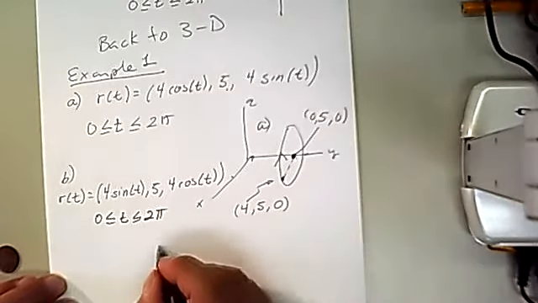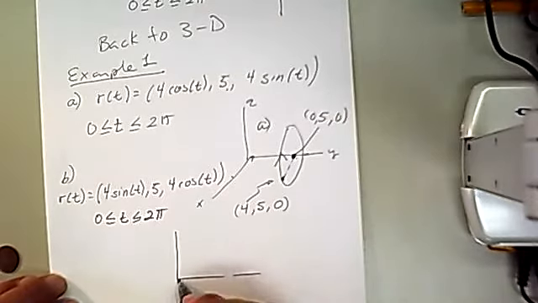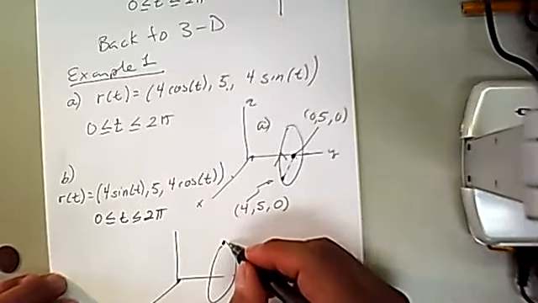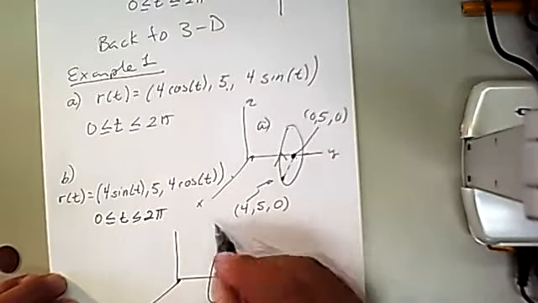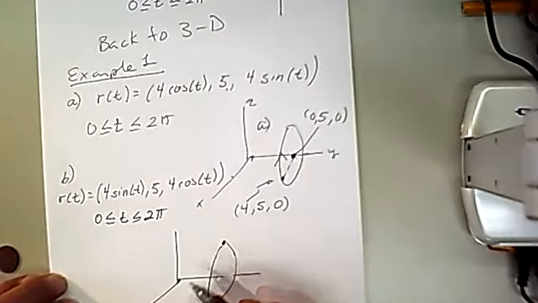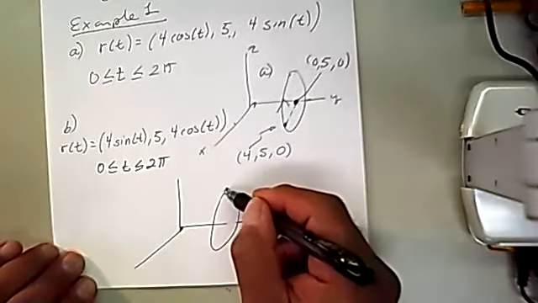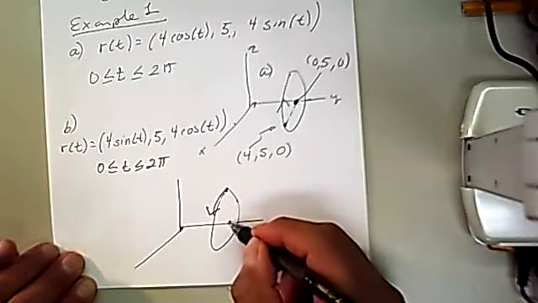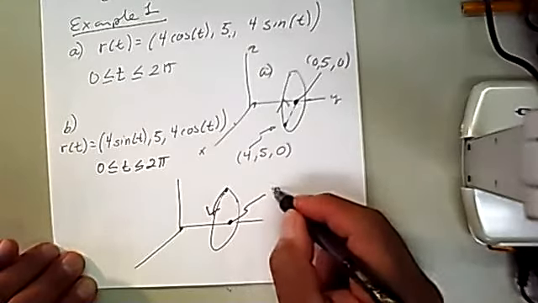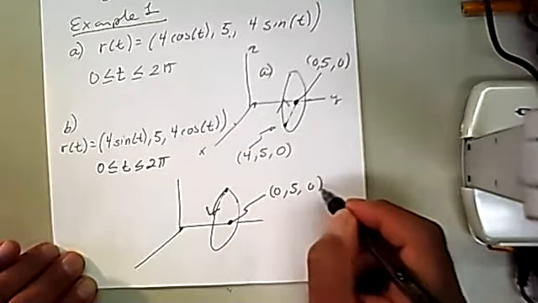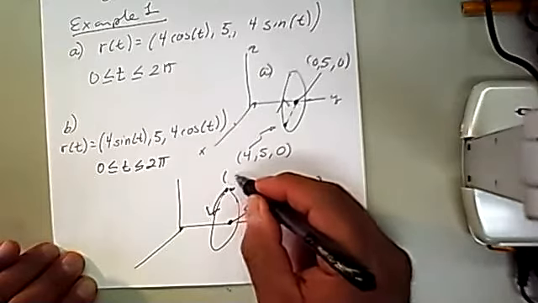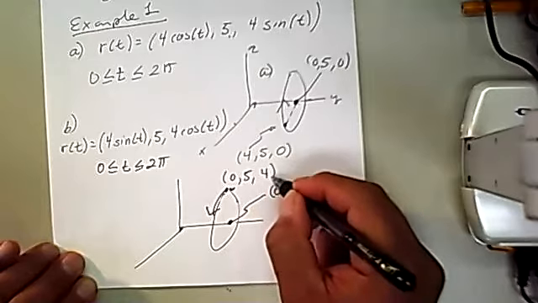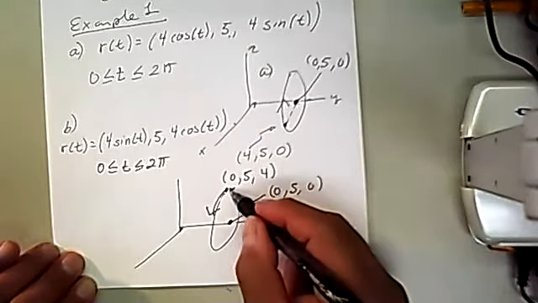Let's draw a new picture. Same circle, starting at the top, and going in this direction because the x value increases. So we're coming towards us, and the center of the circle is still at 0, 5, 0, but we start at 0, 5, 4 instead of 4, 5, 0. And then we go in this direction.